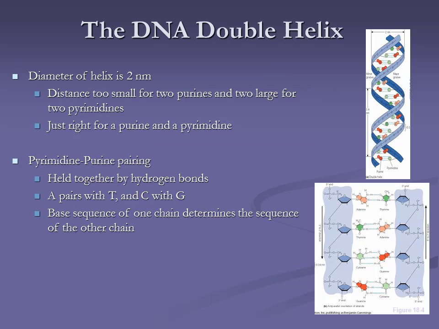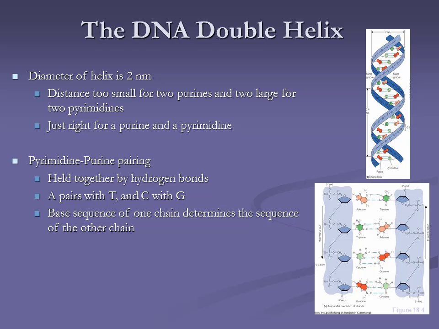So once again, we look at our DNA helix. The reason that we have a purine and pyrimidine in the middle is because of the spacing. Two purines would be too big to fit. Two pyrimidines would be too small to fit, so that's why you have one of each. And again, as we said, held together by our hydrogen bonds.